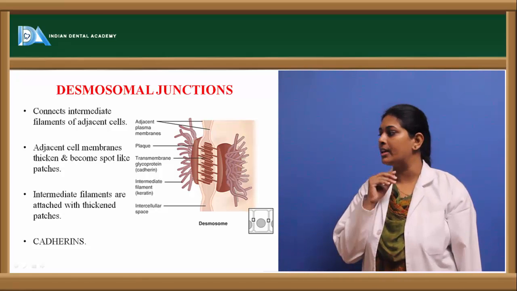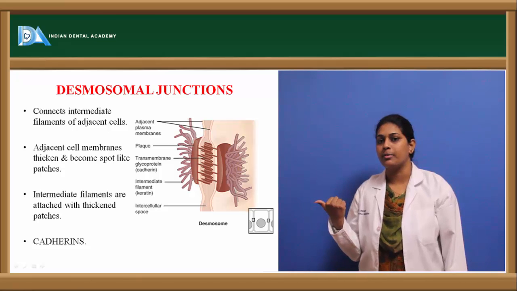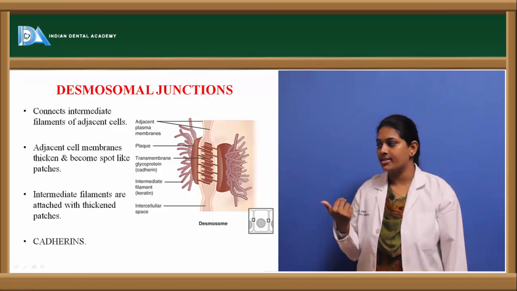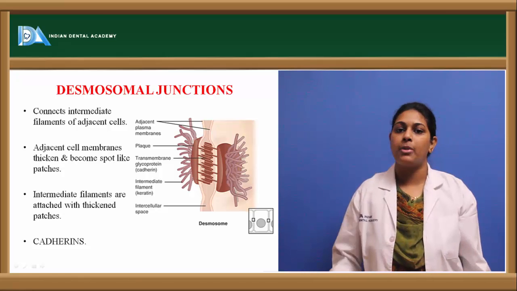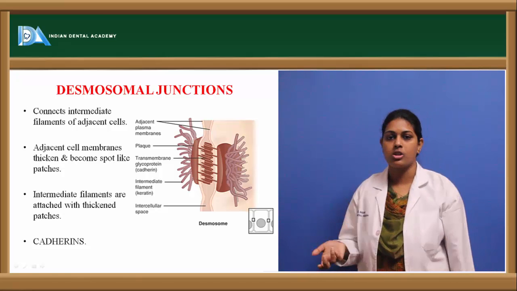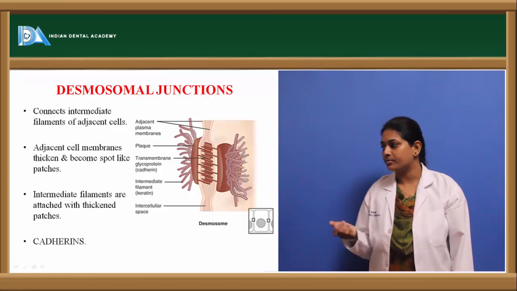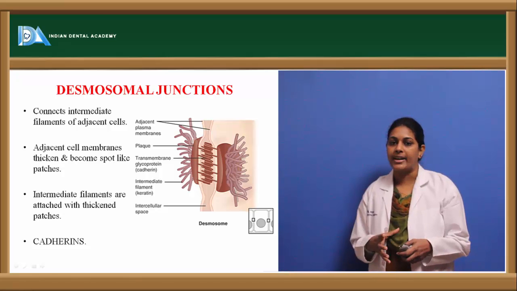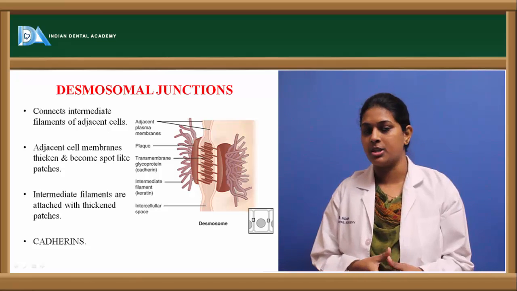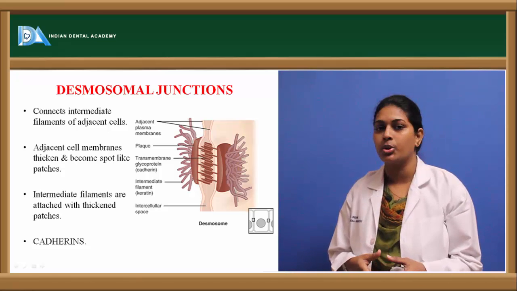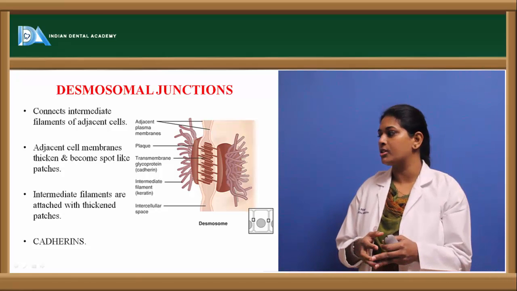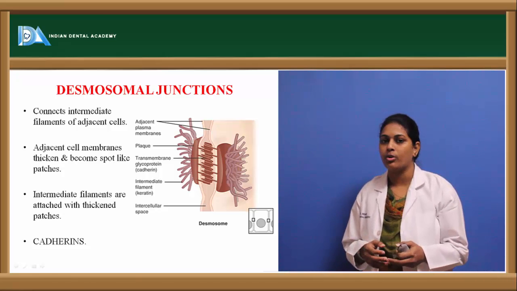So in the desmosomal junction, similar to what we have seen in anchoring junctions, the adjacent cell membranes thicken. That is, they form plaque-like structures which appear as spot-like patches, also known as plaques. They provide the major area which resists the stress being absorbed, and then they release it to the adjacent cells with the help of other structures known as transmembrane glycoproteins called cadherin.